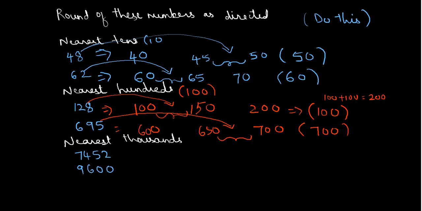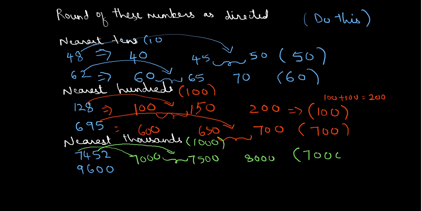Do the same thing for thousands. Okay, 1000 has 3 zeros, so write 3 zeros and copy this digit 7000, add 1000 to it, that becomes 8000. The middle number will be 7500. Okay, and this 7452 will fall in this range. So rounding of number would be 7000, because this is near to 7000.